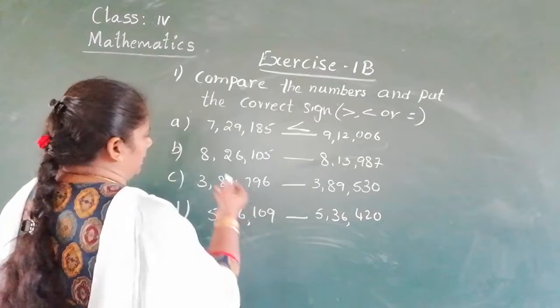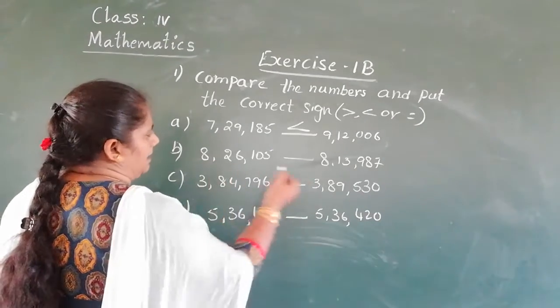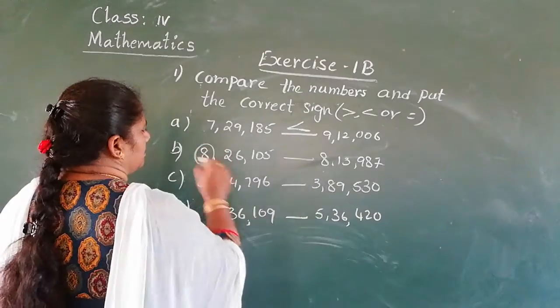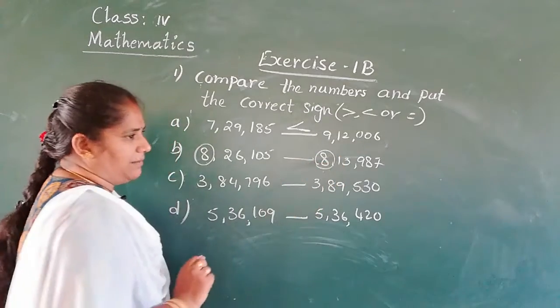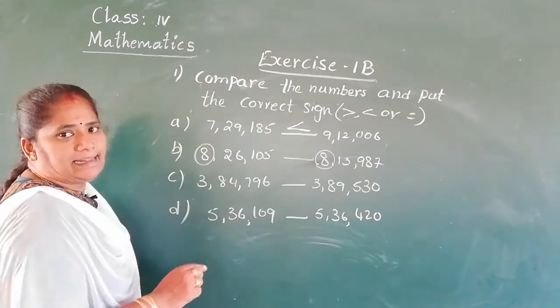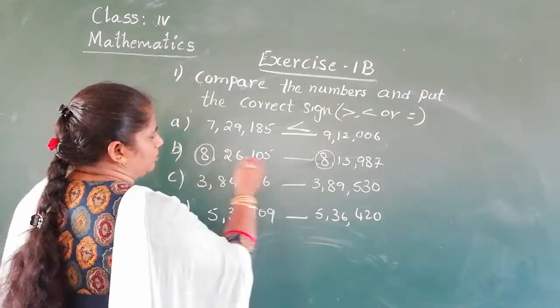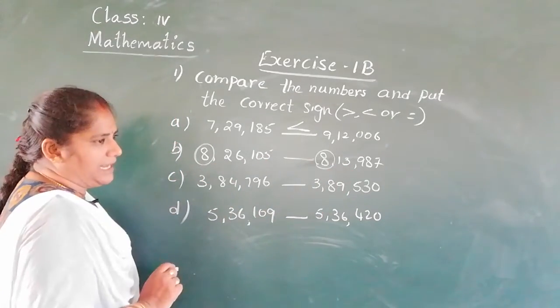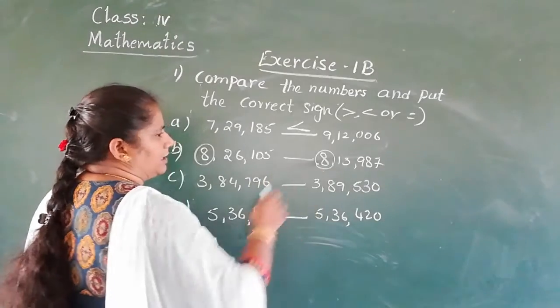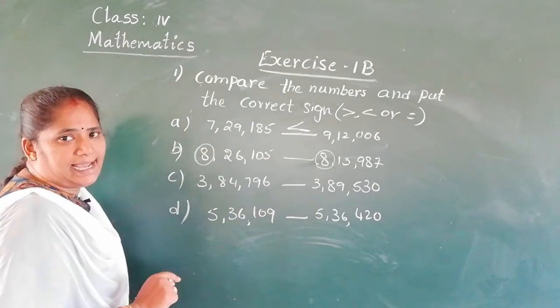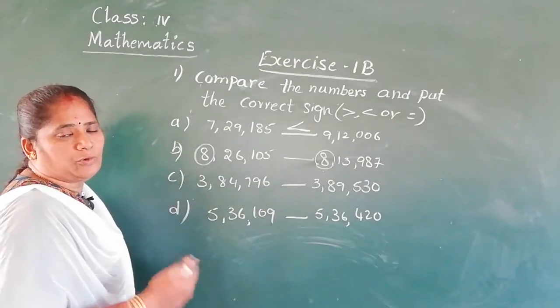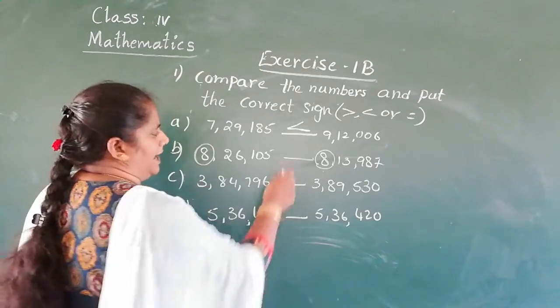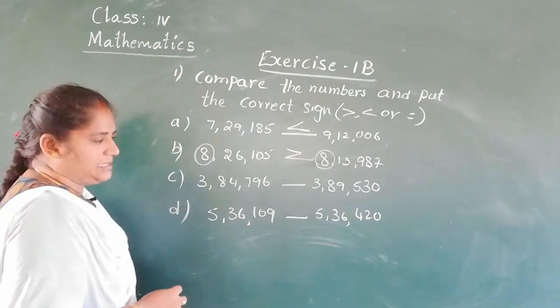Okay, and the next one: here 8 lakh, there 8 lakh. Lakh places are the same, so then you compare the 10,000s place. 2 ten thousands here, 1 ten thousand there. 2 ten thousands means 20, and 1 ten thousand means 10. Yes, we know that very well. 20 is greater than 10, so we should keep the greater than symbol.